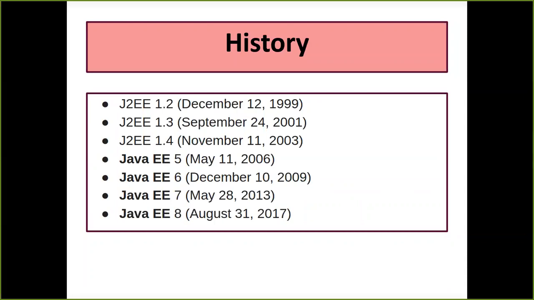But when it reached Java Enterprise Edition fifth version, it was renamed. It was no longer called J2EE. It was directly called Java EE 5, Java EE 6, that way. So we have a version Java EE 8, but we are studying Java EE 7 in your syllabus.